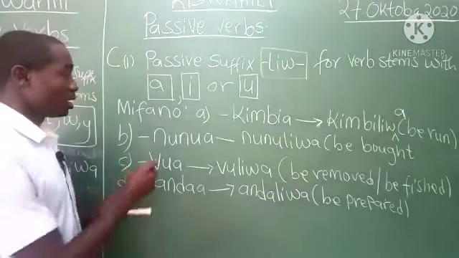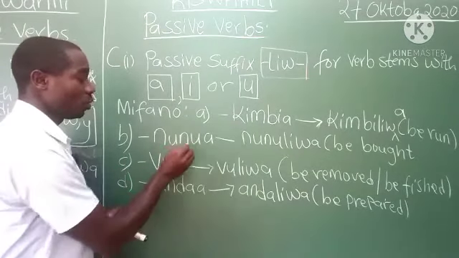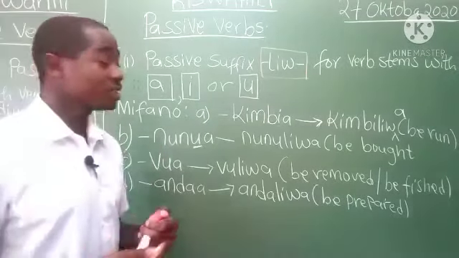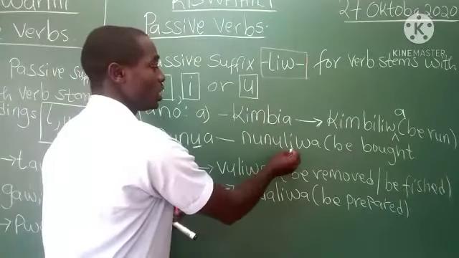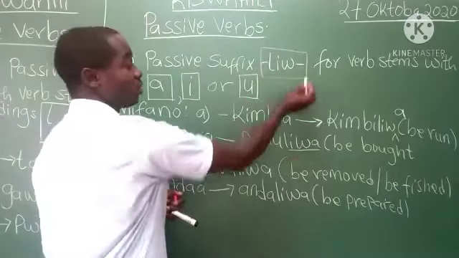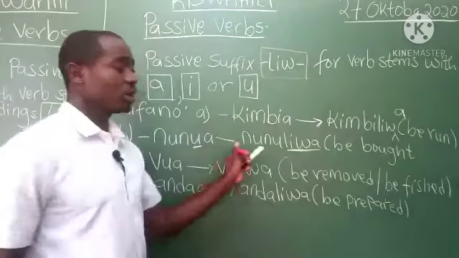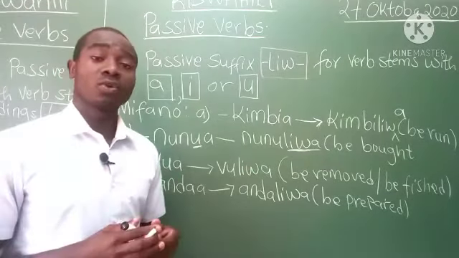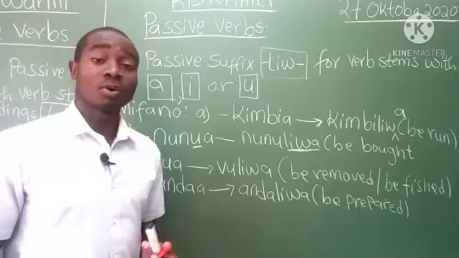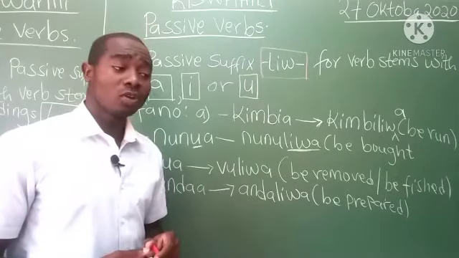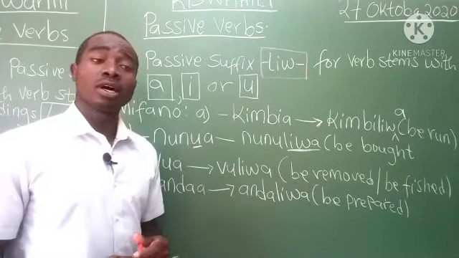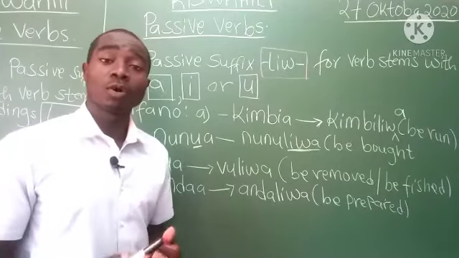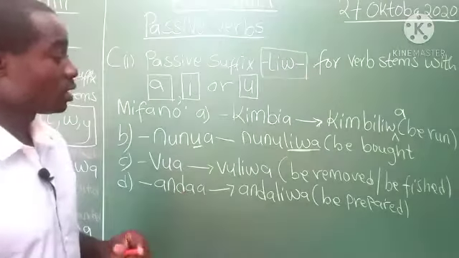Then we have these others: nunua. We have this u here, nunua, to buy. To be bought is nunuliwa. We have inserted this li here, so it becomes nunuliwa, to be bought. When you're a shopkeeper, you ask yourself if some things were bought, like viatu vyangu vilinunuliwa kweli, were my shoes bought, or duka langu limenunuliwa, has my shop been bought? That is such a kind of formation.